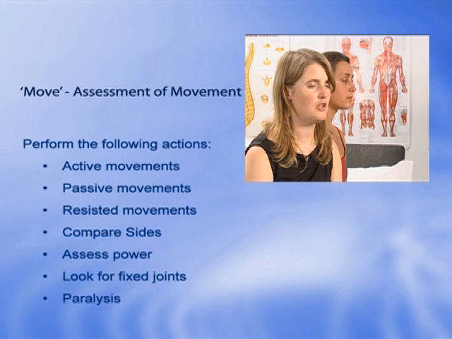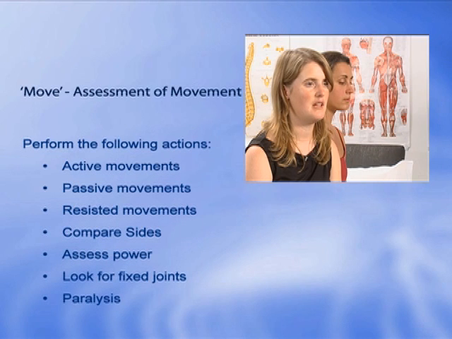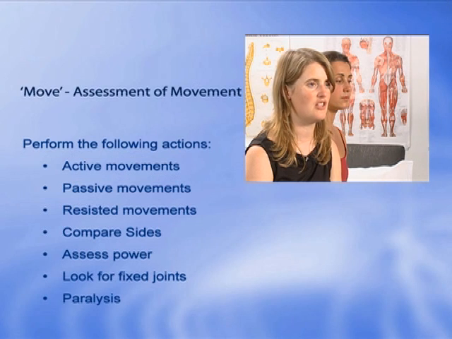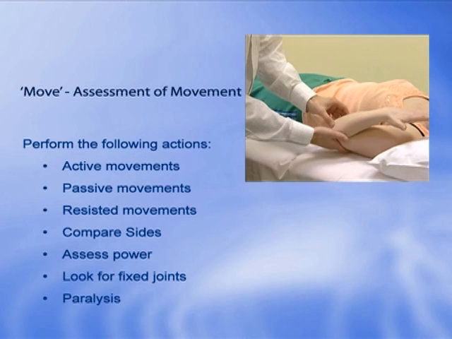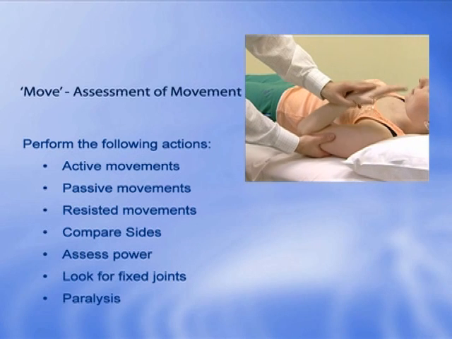We then go to movement, and when we test movement, we check for active movement, passive movement, and resisted movement. It's very important to compare the two sides of the body, as each person's strength and range of movement is individual to them. When we assess power in resisted movement, we give it a grading system out of 5.